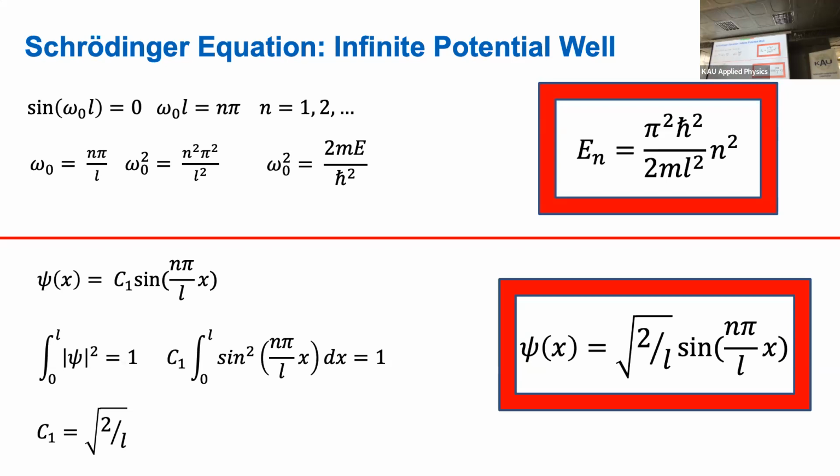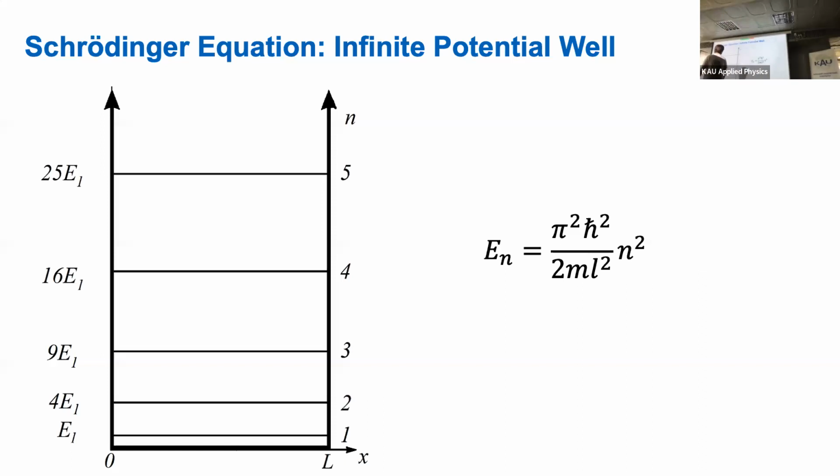Then we can calculate the psi function for this case. So it's also very simple. We just substitute our omega into our psi function equation. We use the normalization that the modulus of the psi function squared, integrated over all this space, equals 1, and then we can get c1 as the square root of 2 over L, and we can get this equation for the psi function.